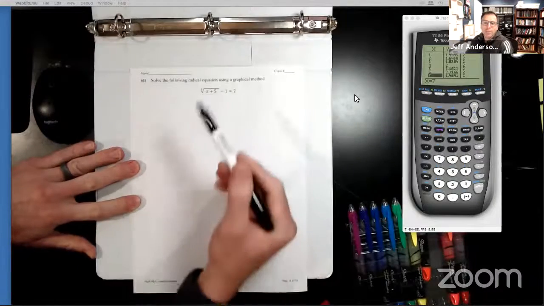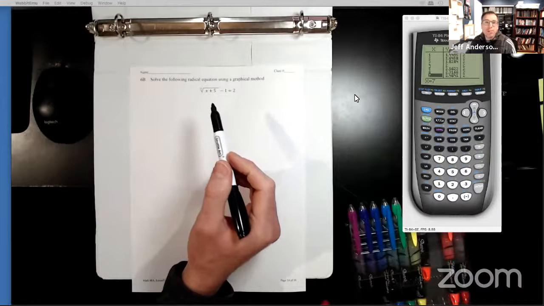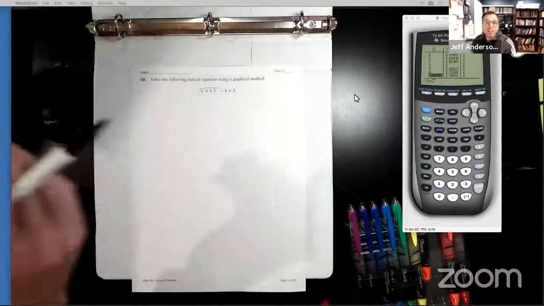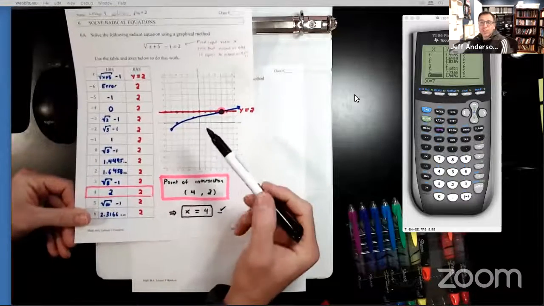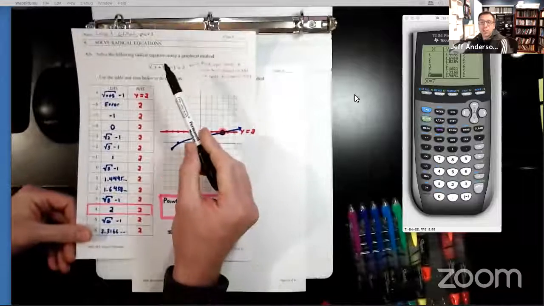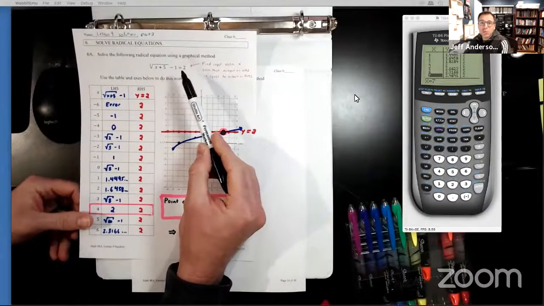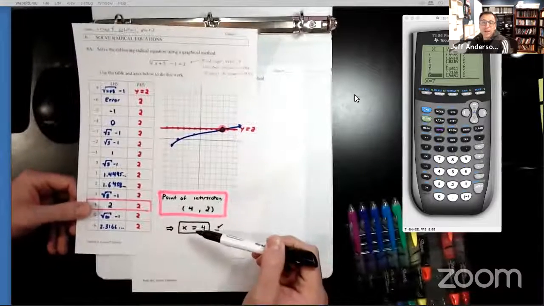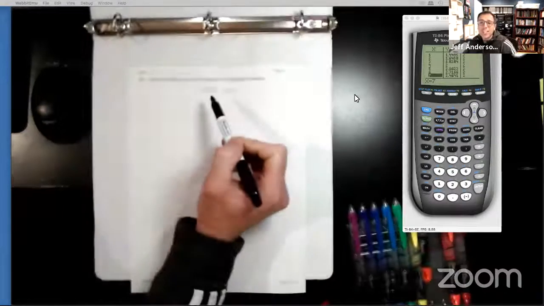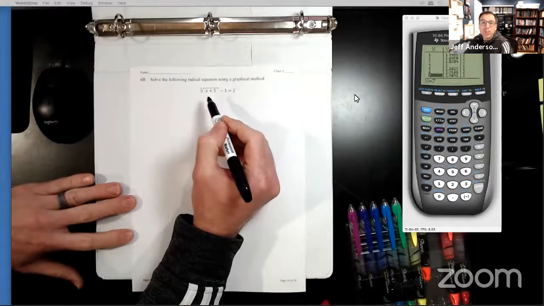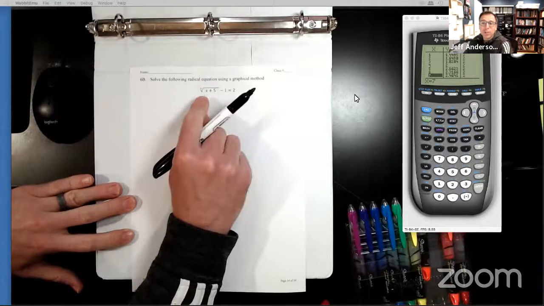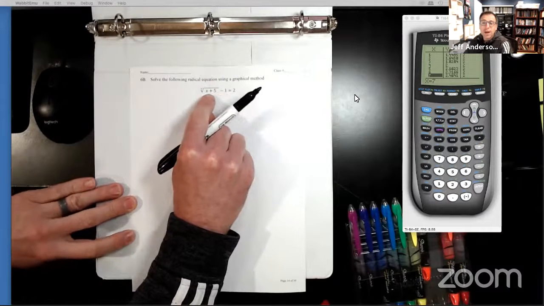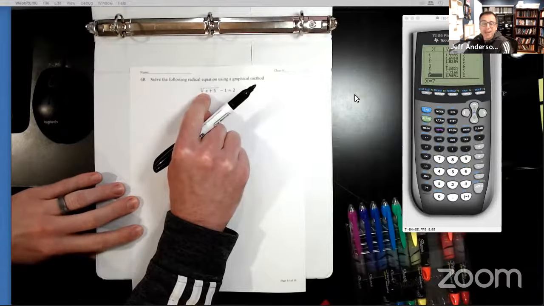We're looking at problem 6B, which is a repeat of a problem that we just solved graphically. Specifically, in our last video, we saw that the solution to the equation square root of x plus 5 minus 1 equals 2 is the value x equals 4. In this situation, we're actually going to resolve this problem, but we're going to do it algebraically. So we're going to try to solve this equation by getting x by itself.